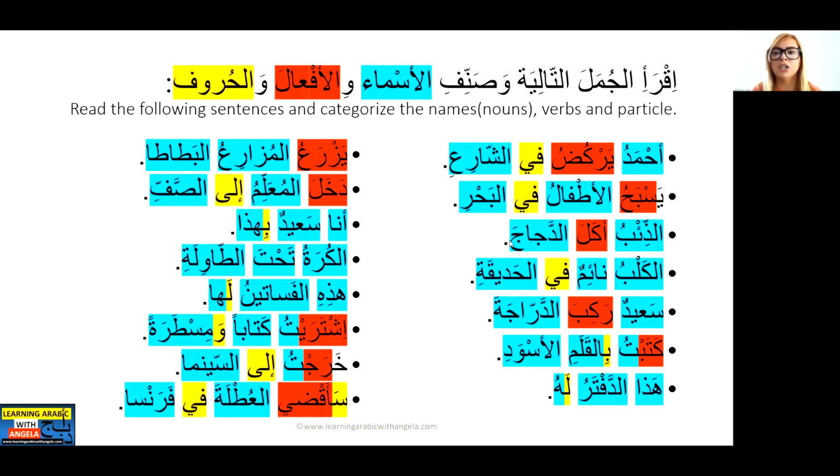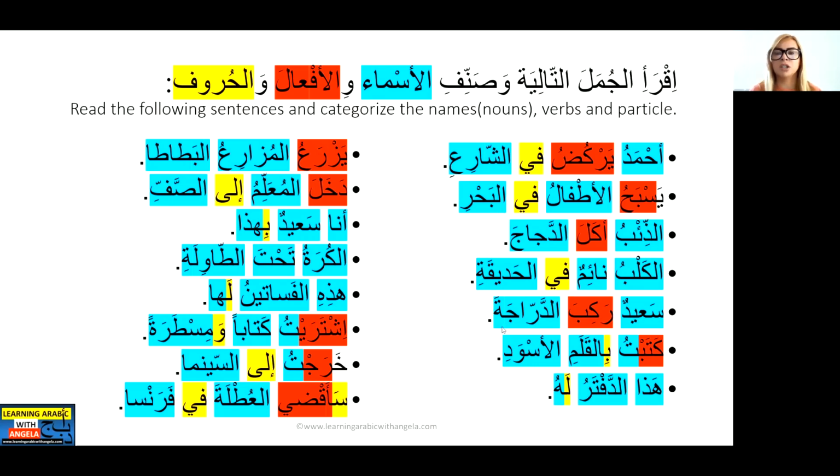الذئب أكل الدجاج. So alif lam over here, verb over here. Alif lam over here, that's a noun. الكلب, a noun. نائم في الحديقة. He's sleeping in the garden. Pay attention over here, that's a noun. Why? It's not a verb, because نائم is an active participle. It's not ينام. It's نائم. That's a noun, an active participle.